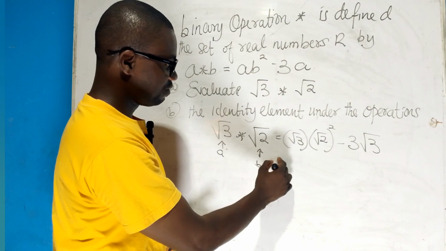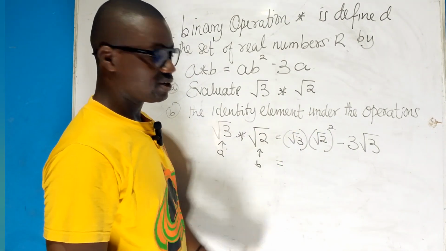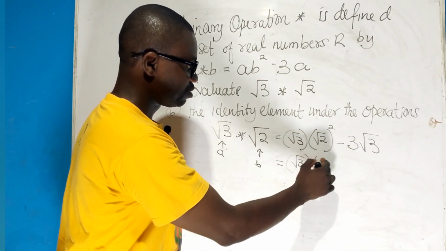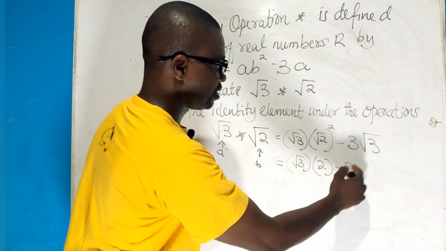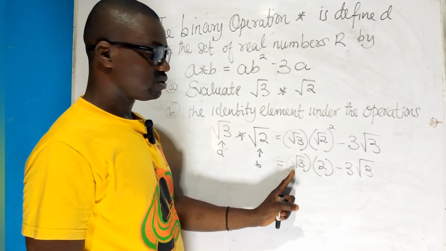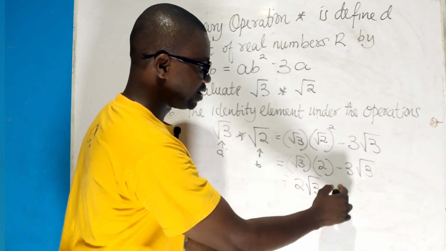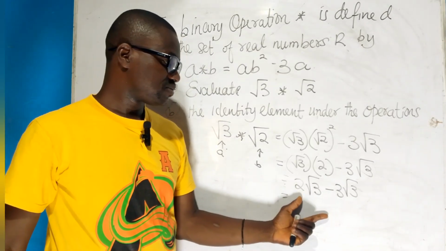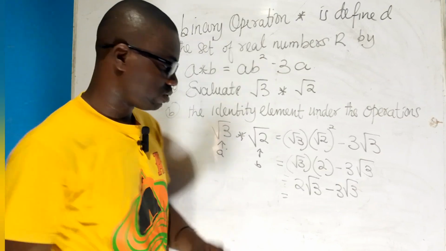Simplifying, square root of 2 squared is going to be 2, that is, the root cancels, so you have 2 times root 3, which is 2 root 3, minus 3 root 3. When you simplify this, 2 root 3 minus 3 root 3 will give you what? We're going to have minus root 3.